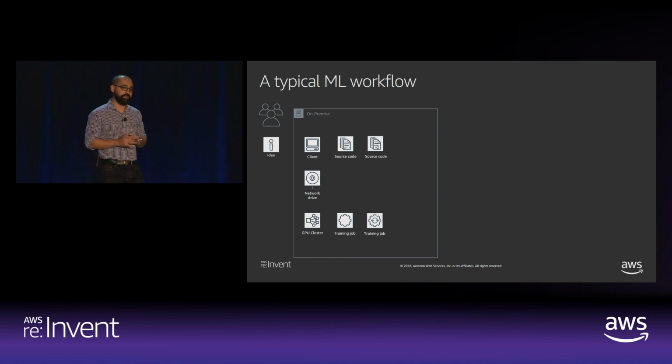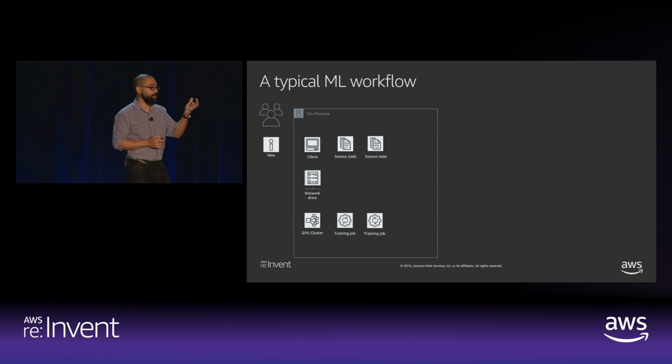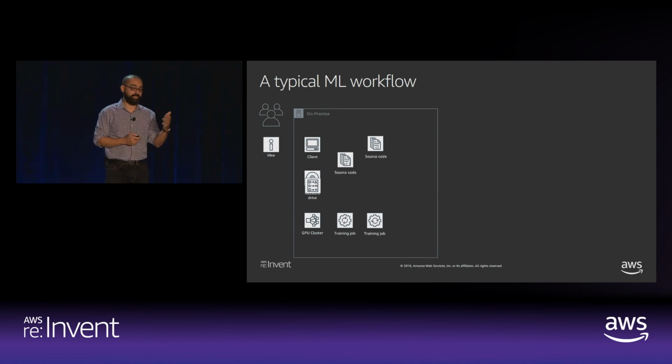Okay, it's getting a little bit more complicated here. And what she does is she takes her model weights, takes version 1.1, and submits that to the GPU cluster. And now we've got 3 training jobs, and now everyone's confused.